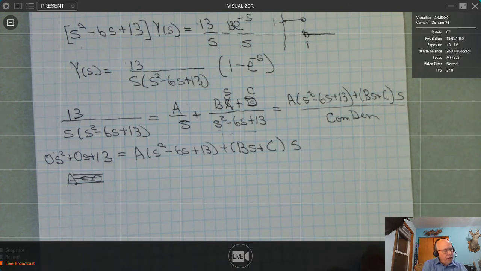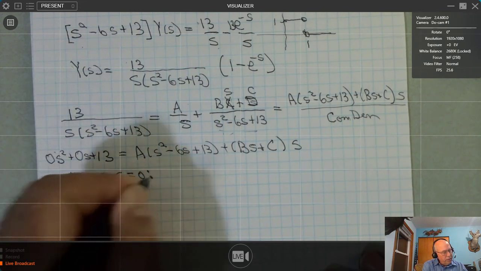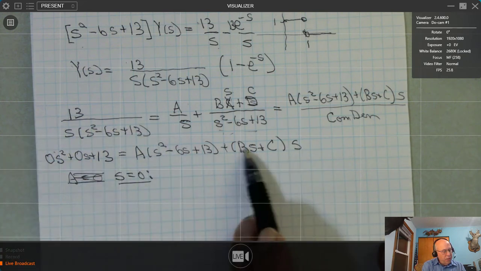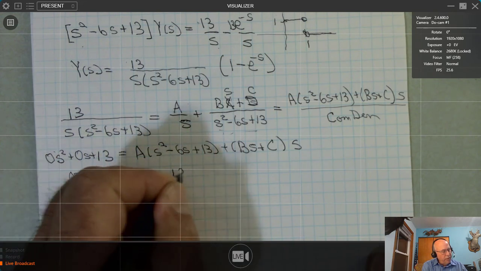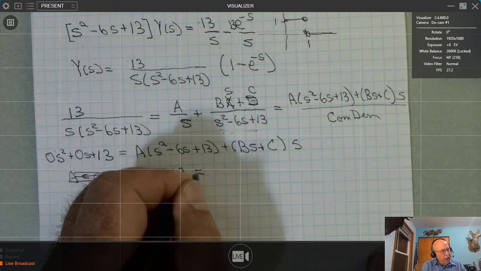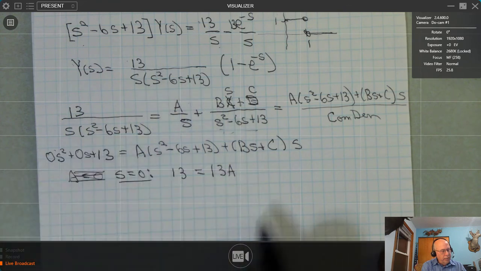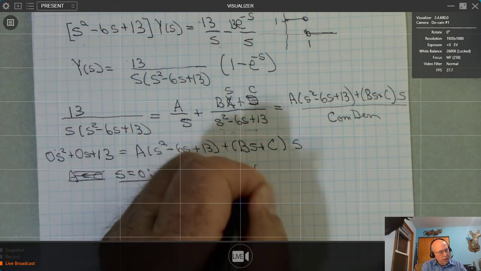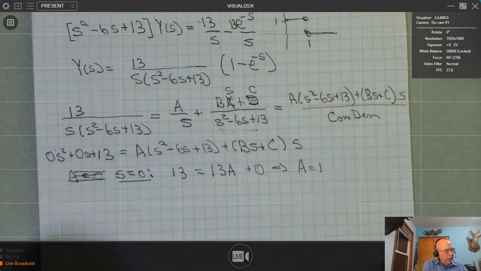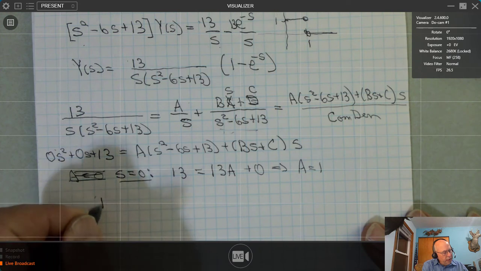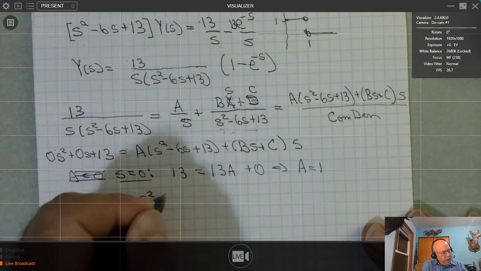So what I'm going to do is my usual trick. First, I notice that if I set s equal to 0, I can knock out both the b and the c, and that will allow me to compute a. So on the left-hand side, I have 13, and on the right-hand side, if s is equal to 0, I've got 13a. And this is just 0. So that tells me that a equals 1. And I'm going to go ahead and plug that in because that'll give me a little bit simpler form to work with here.